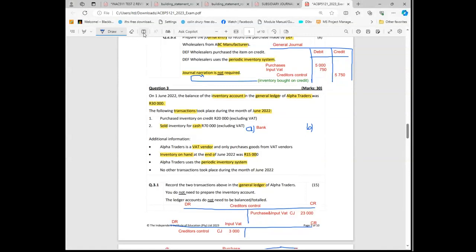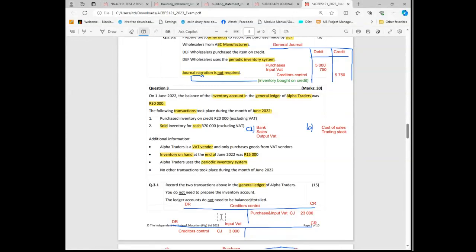Trading inventory. Trading inventory usually comes here. Now, bank goes with sales, and the other one goes with cost of sales. This is when we're selling inventory and using perpetual. But I told you that because we are using periodic, we only show the A part. Don't you remember I said you only show the A part, you don't show the B part if you are dealing with periodic.